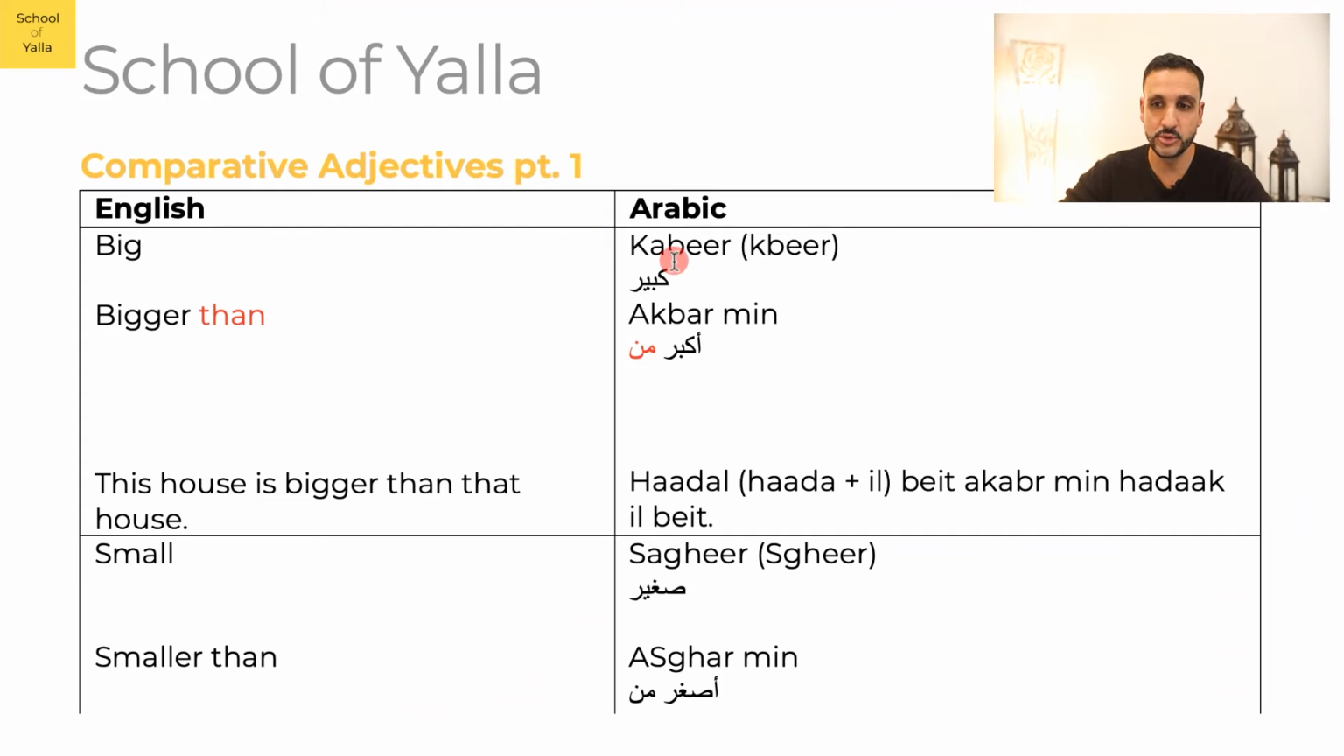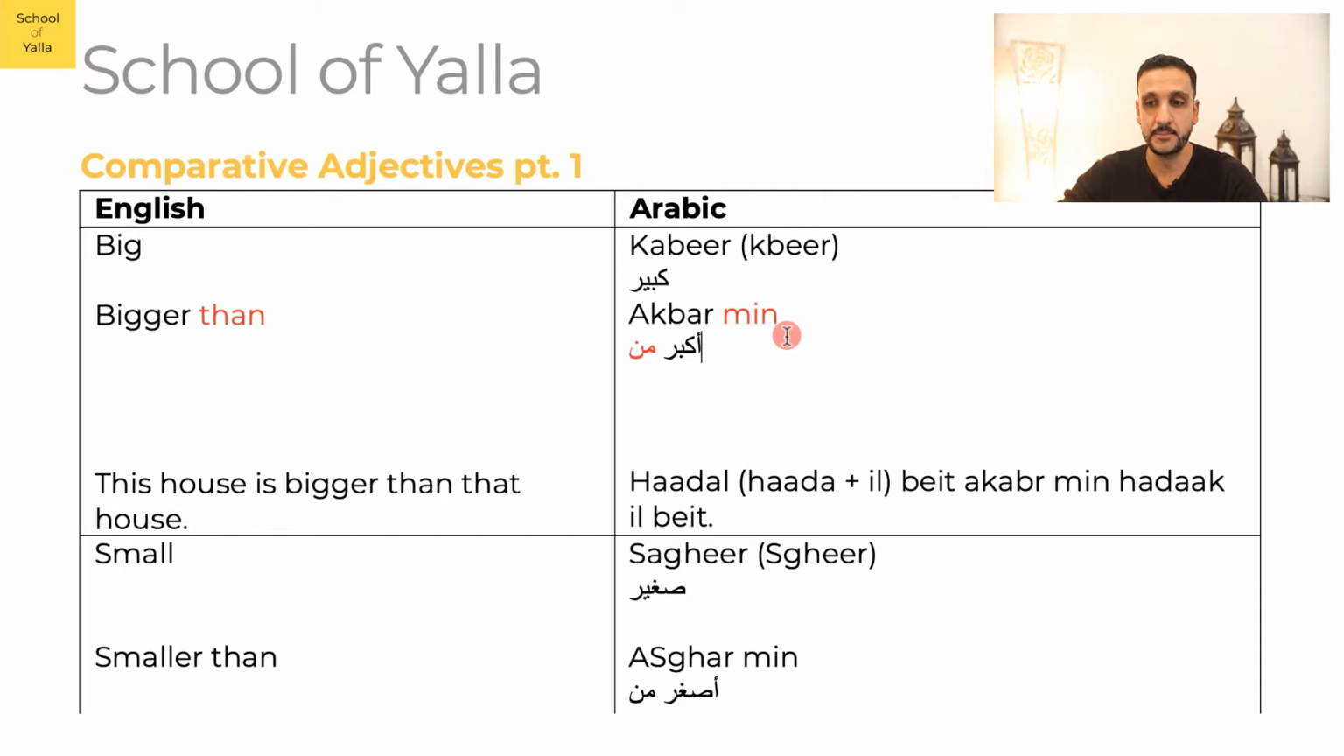Let's jump in. So first off, to say big bil Arabi is kabir. Kabir, but pronounced kbir in spoken Arabic, particularly Palestinian and Jordanian Arabic, kbir. And then to say bigger than. Now our "than" in Arabic we'll use min. Min means from, really. But that's kind of the preposition we use when we're doing comparative adjectives.